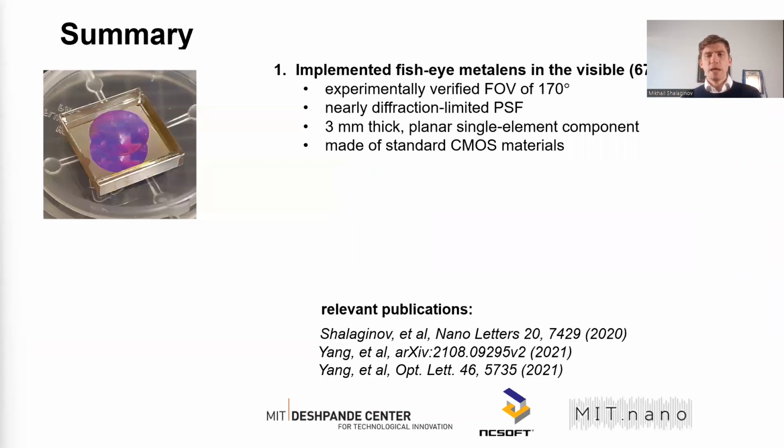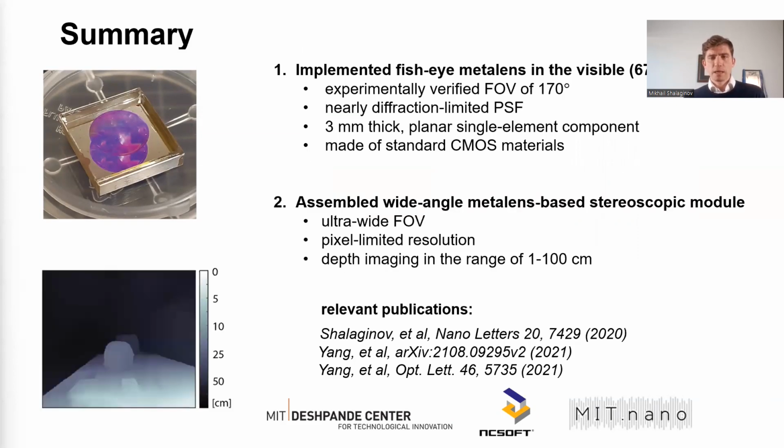So here are the take-home messages. First, we implemented a fisheye metalens in the visible. It has a hemispherical field of view and a nearly diffraction-limited point spread function. It's a few millimeters thick and made of CMOS-compatible materials, silicon and silica. And second, by utilizing our fisheye metalenses, we constructed a stereoscopic 3D imaging module with an ultra-wide field of view, pixel-limited resolution, and depth imaging range from a centimeter to a meter.